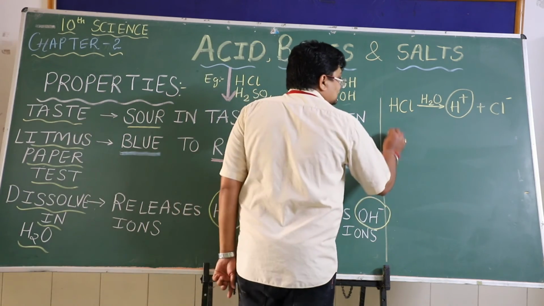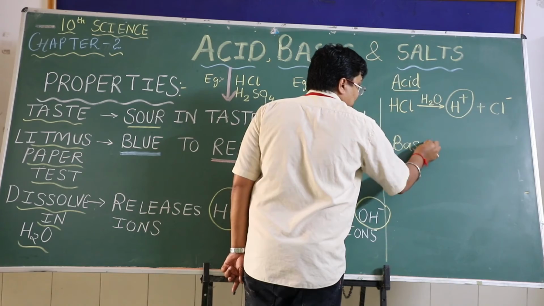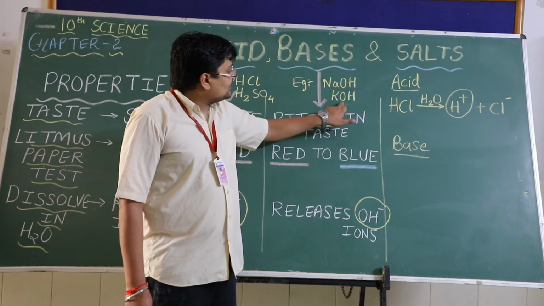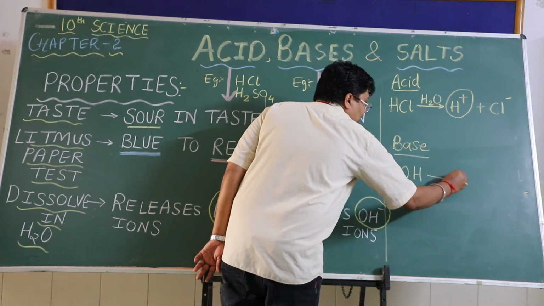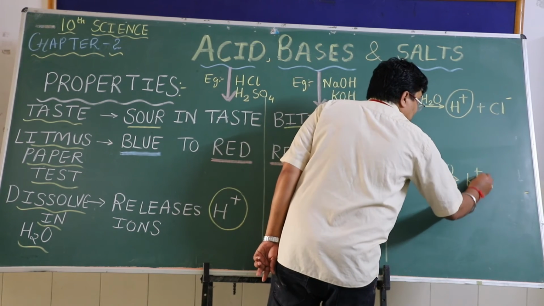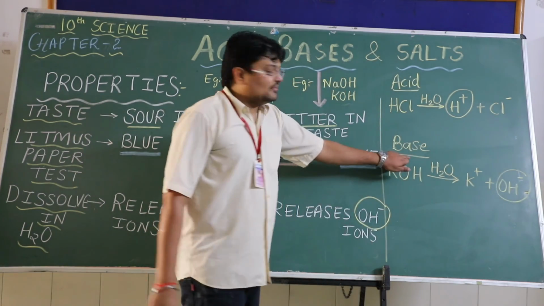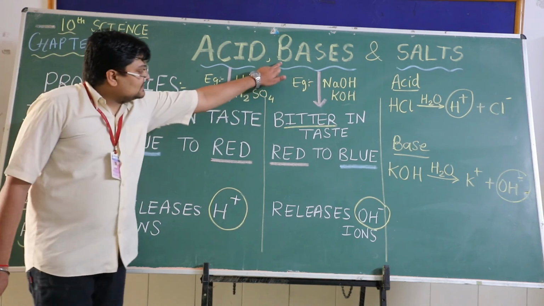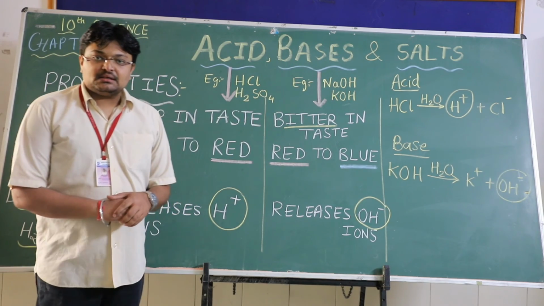Similarly, this is for acid. Now I am taking for base. What happens with base? If I take the example of NaOH or KOH, anyone, I am taking KOH over here. So when KOH is dissolved in water, it liberates OH minus ions. Here it is. So on dissolving base in water, as written here, bases release OH minus ions. So this is the example of dissolving in water.